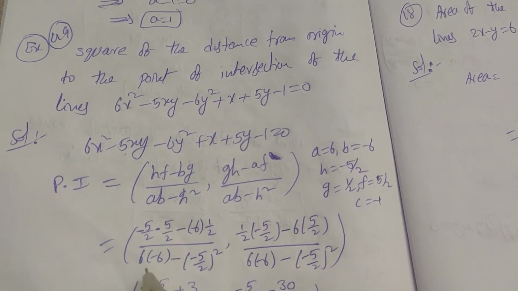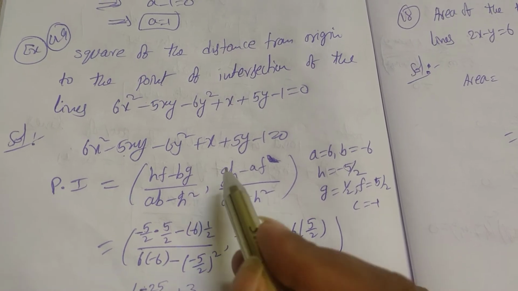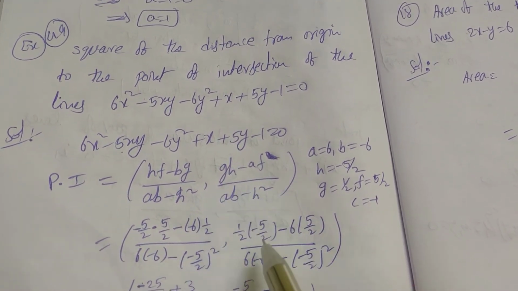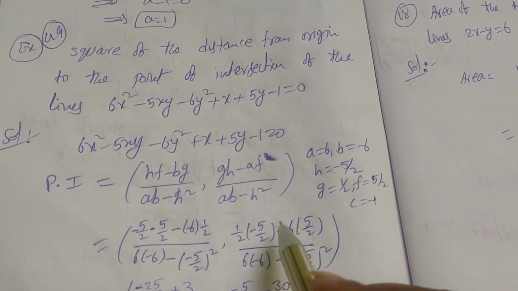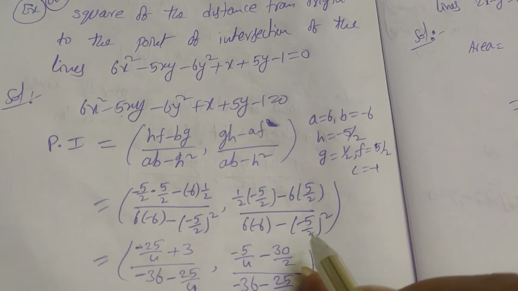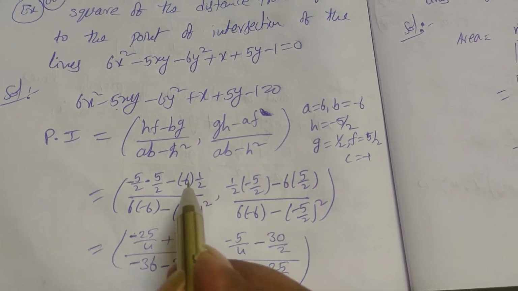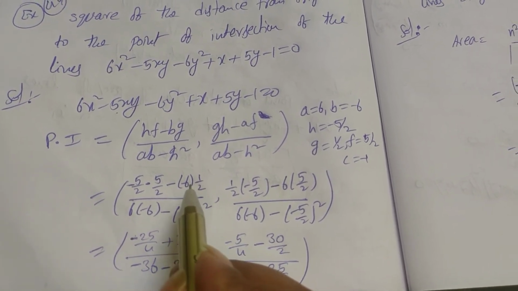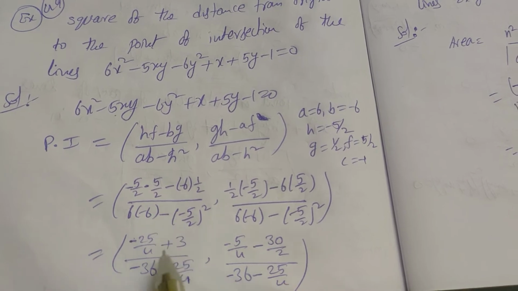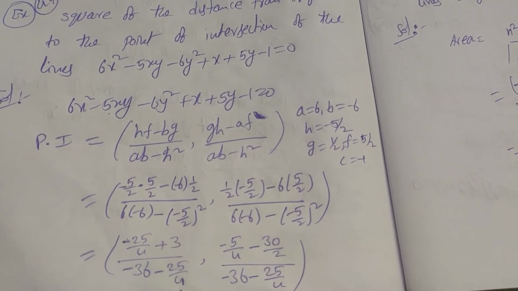Substitute here. h means minus 5 by 2, f means 5 by 2, b means minus 6, g means 1 by 2, divided by 6 into minus 6 minus minus 5 by 2 whole square. G means 1 by 2, h means minus 5 by 2, a means 6, f means 5 by 2, divided by 6 into minus 6 minus 5 by 2 whole square. Simplify. Minus into minus plus 3 by minus 36 minus 25 by 4.